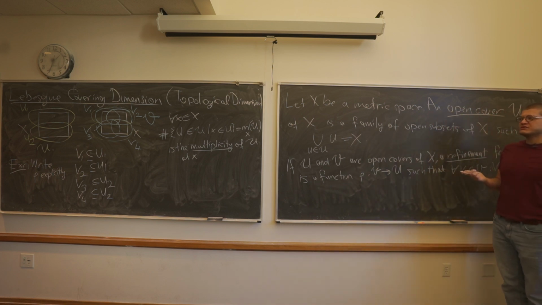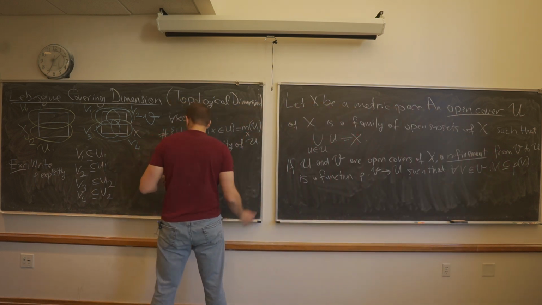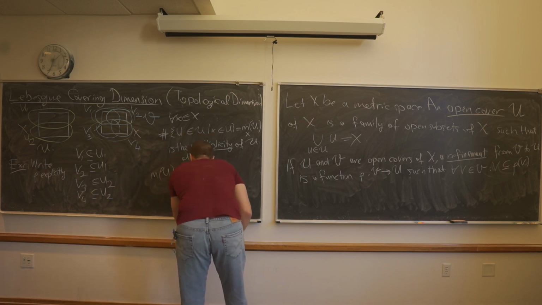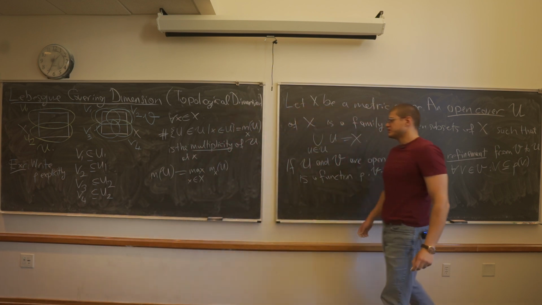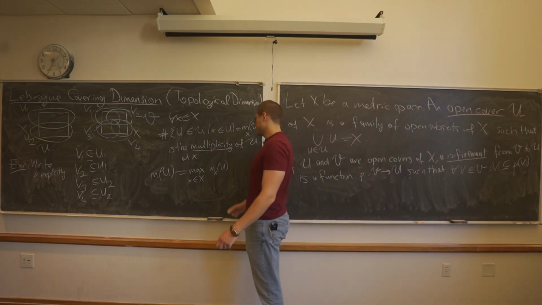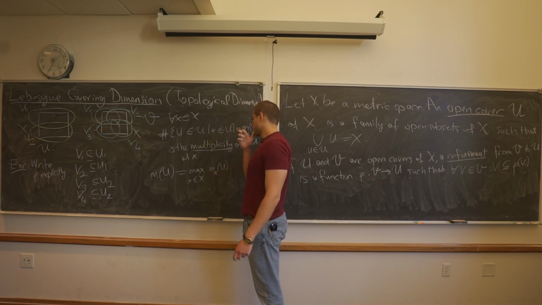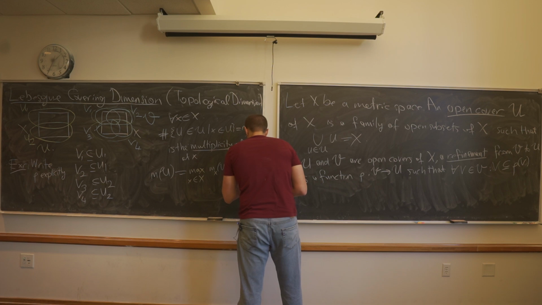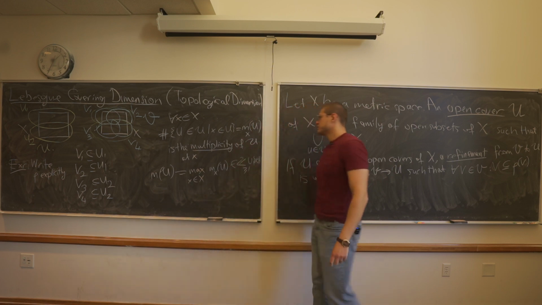Then again, following the intuition, I should take the max of this over all x's. And let me denote this by M of U. Now this number is going to be an integer, or it's going to be infinity. It's going to be an integer union infinity. Yeah, it's going to be at least 1 actually.